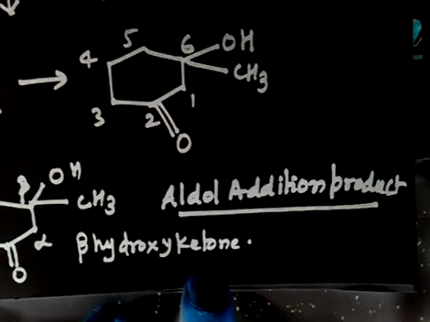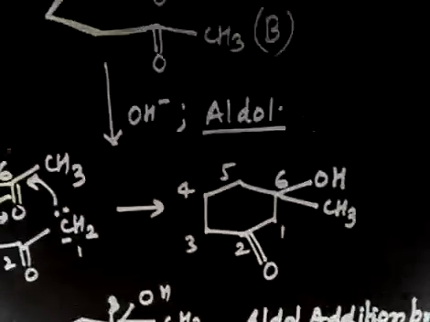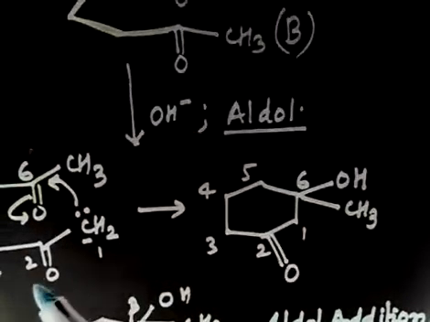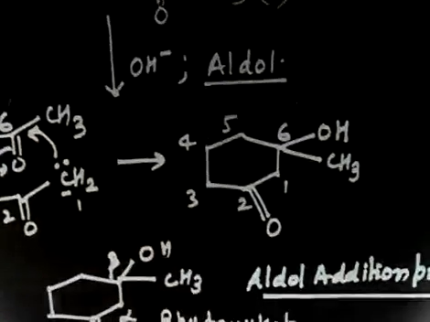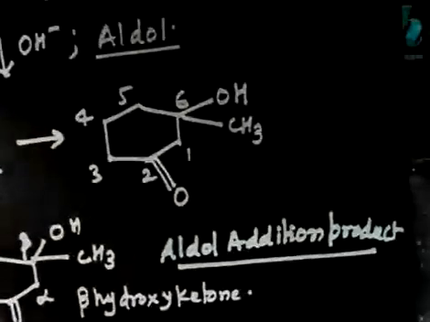Now the third reaction we have is OH minus, and if you have an alpha hydrogen present, then it will go through the aldol condensation reaction. So this compound contains an alpha carbon, so it will go through the aldol condensation reaction. Now heating is not given, so I will finally write the aldol addition product. Let us discuss the next question.